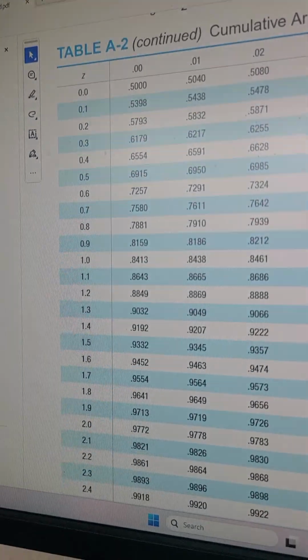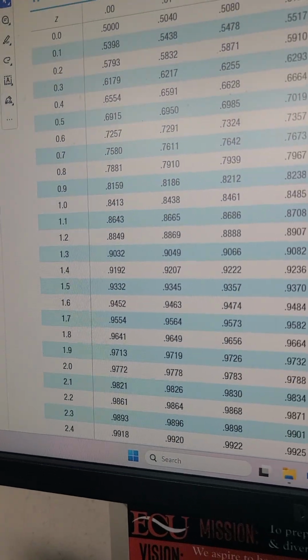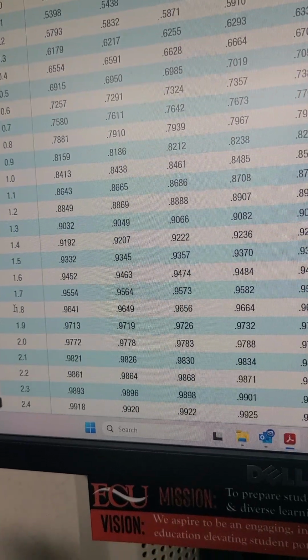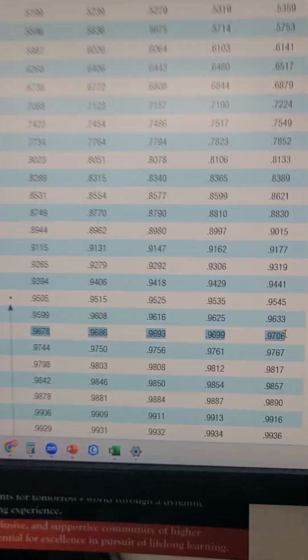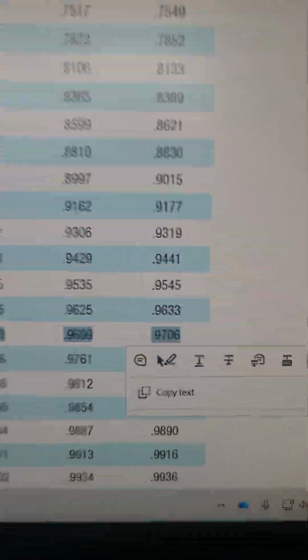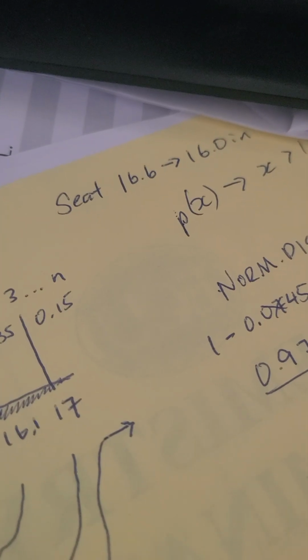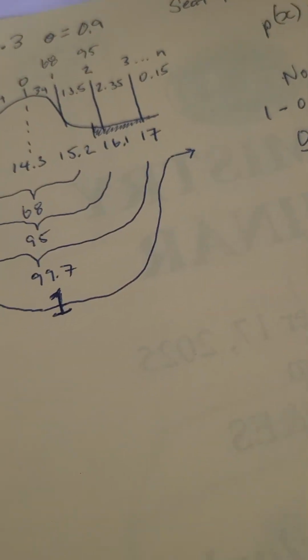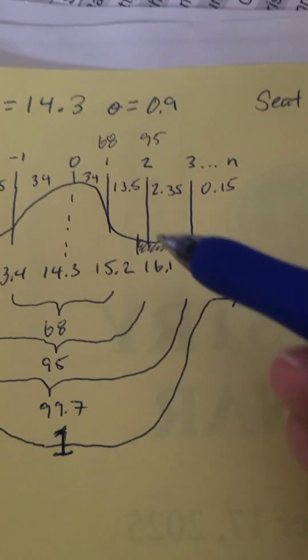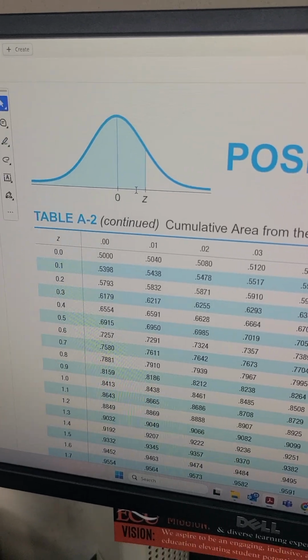We got 9 there, 1.8. Can highlight that all the way across, and that gave us 0.9706. Oops, 0.976. And we're measuring, wait, we're measuring to the left. We didn't want the left, right? Remember when we drew this scale, we wanted this side. If we look at what the table gives us, it gives us the shaded region to the left.